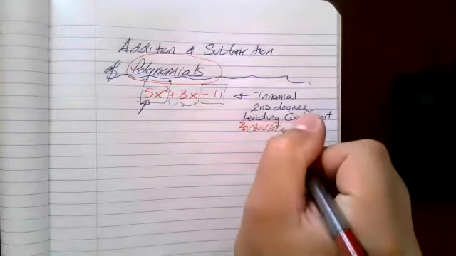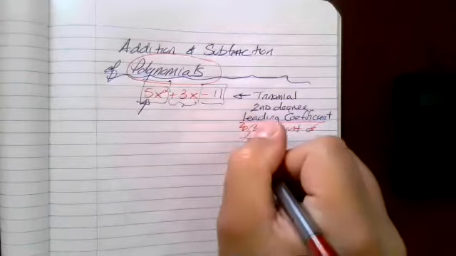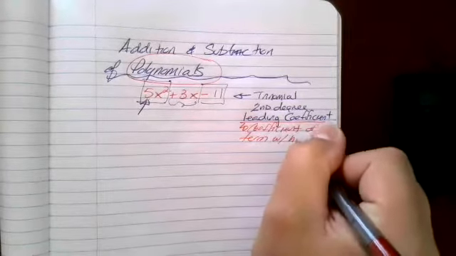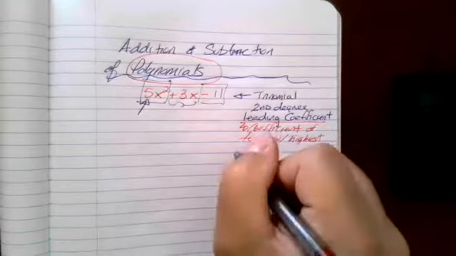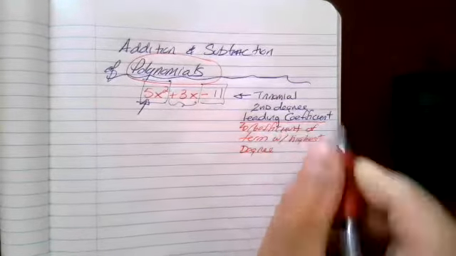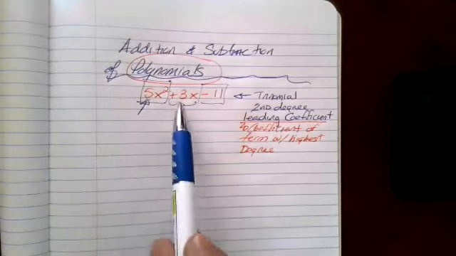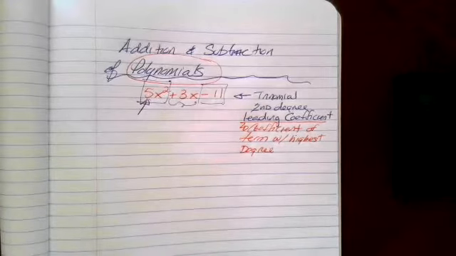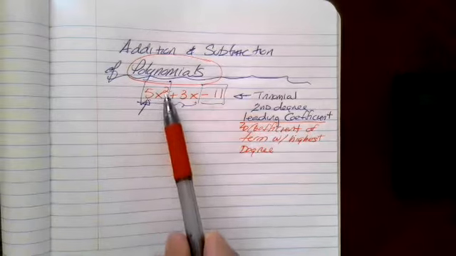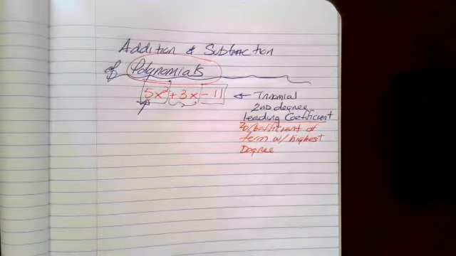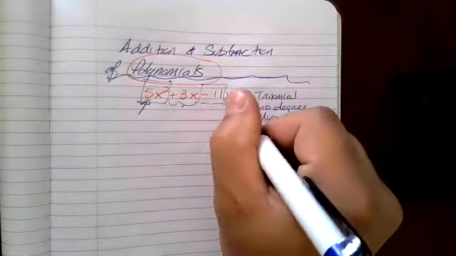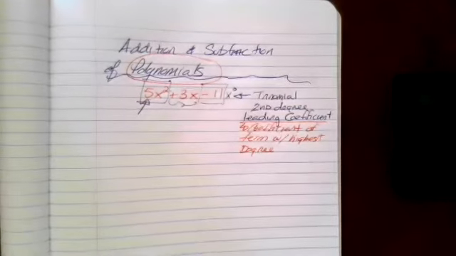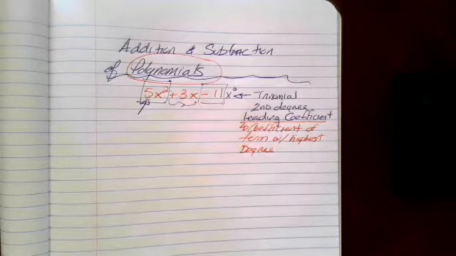Coefficient of the term with the highest degree. Right? So we have three terms, 1, 2, 3, and they all have coefficients, 5, 3, and negative 11. But the degrees are all different. This is a second degree term. This is a first degree term. And 11 is actually a 0 degree term. Okay. So that would be a trinomial.